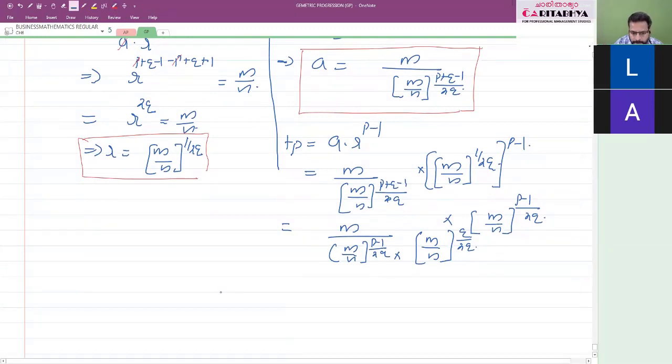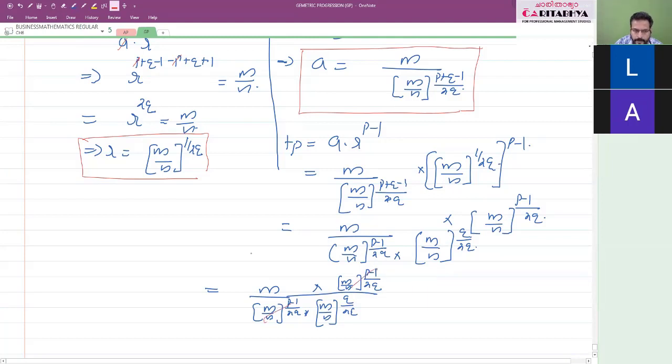Just pay attention. m divided by m by n to the power p minus 1 divided by 2q, into denominator m by n to the power q by 2q, then into numerator m by n into p raised to p minus 1 divided by 2q. So these two terms get cancelled. Then the q term gets cancelled.